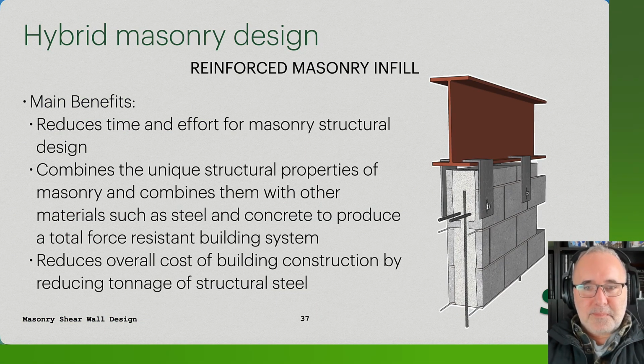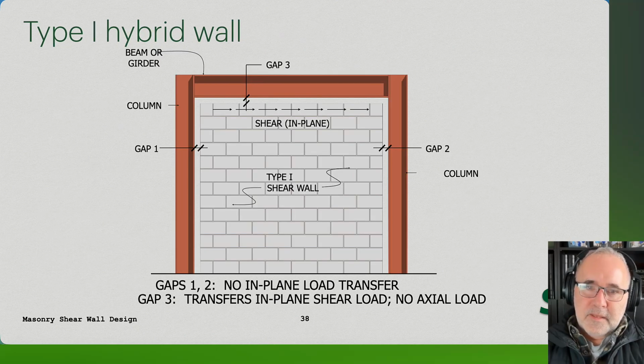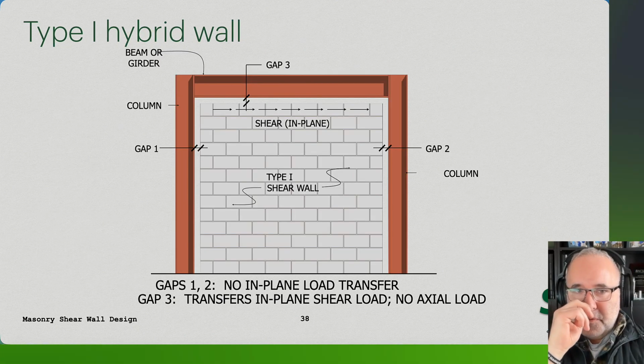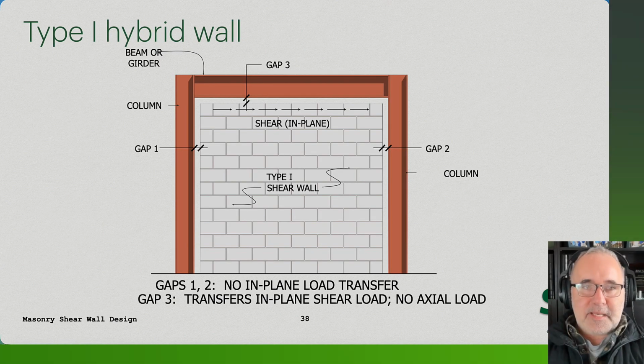So hybrid designs are really meant to allow the steel to be there for construction purposes, but then allow the masonry elements, maybe non-load bearing, maybe load bearing, to be the shear wall elements for that design. So here's a couple diagrams to show if there's a gap on the sides and a gap at the top. We would refer to that as a type 1 hybrid design, where we have some in-plane shear that we can associate with the wall, but it's going to be a non-load bearing masonry shear wall. So again, maybe a little bit more reinforcement.